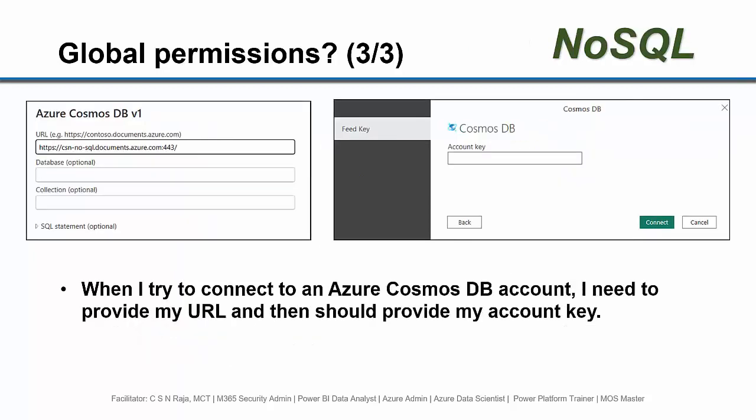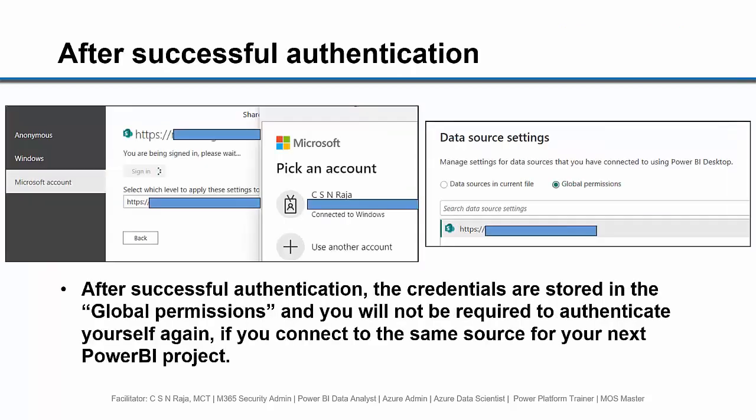Once again, if I'm going to connect to my Azure Cosmos DB account, no SQL account, I may have to key in my URL and then provide my account key. And if I'm going to successfully authenticate myself, those credentials are going to be stored in the global permissions. And you will not be required to authenticate yourself again if you connect to the same source for your next Power BI project. So this is what we are going to practically learn within next few minutes. And then we will speak about how do we modify the permission or clear the permission and so on.